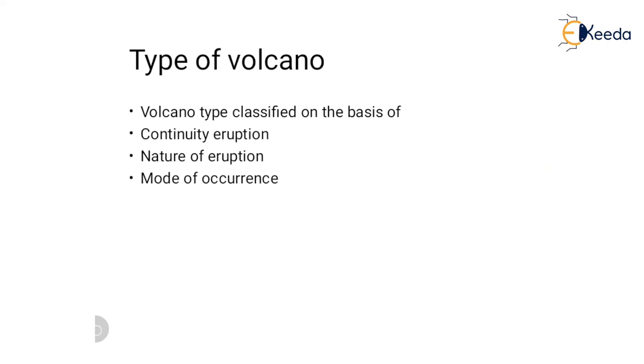Then next is the types of volcano. Volcanoes are classified on the basis of continuity of eruption, nature of eruption and mode of occurrence.